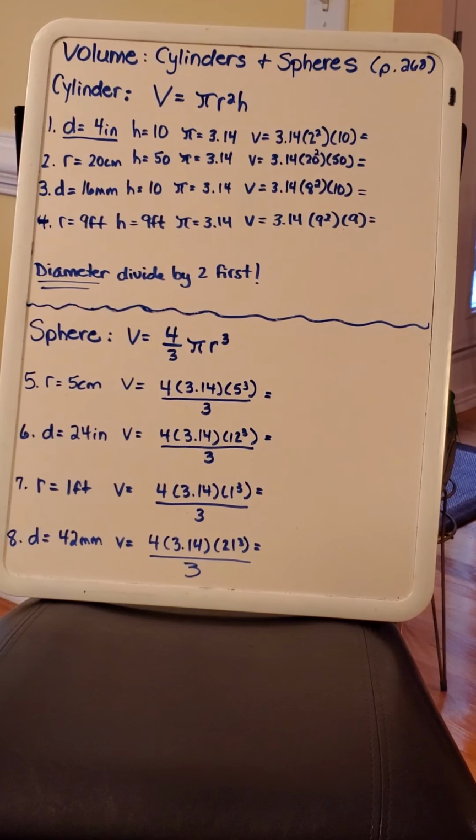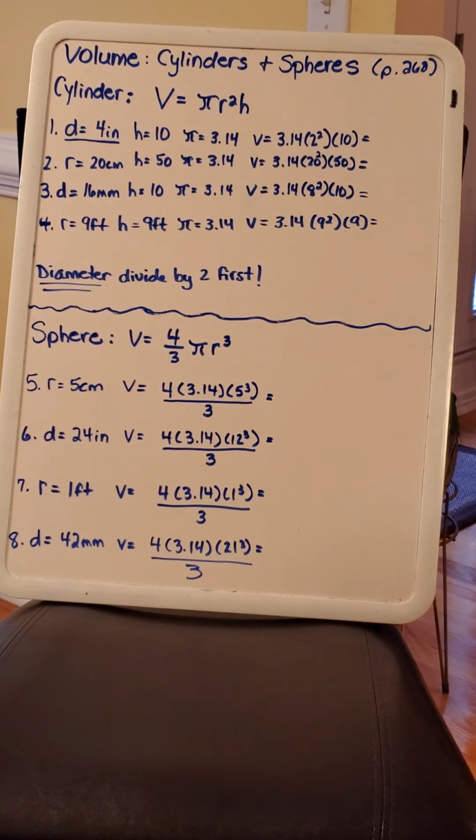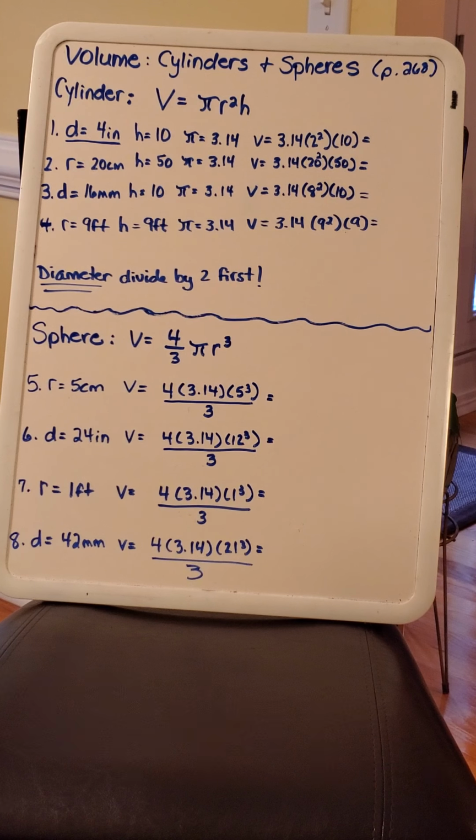Volume of cylinders and spheres. This is lesson 10. This is the last lesson in chapter 9, and it's probably going to be the toughest one. So we're still looking at volume, which is how much of something is in a certain space or in a 3D object.